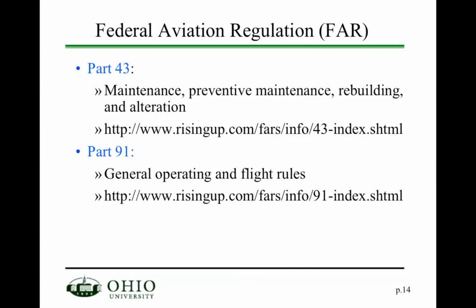A couple other relevant ones are Part 43, which is related to rules and regulations for maintenance and preventive maintenance, and Part 91 is very important, which covers operating and flight rules. Typically in aircraft, the parts need to be certified, but there are also rules for how it needs to be operated. What do you need to do to actually be able to take off, to fly it? What are the rules when you're flying? These are all specified in Part 91.